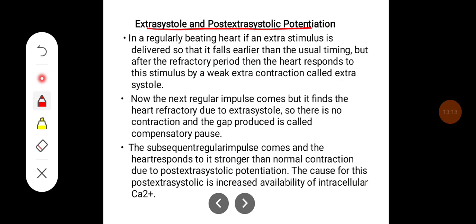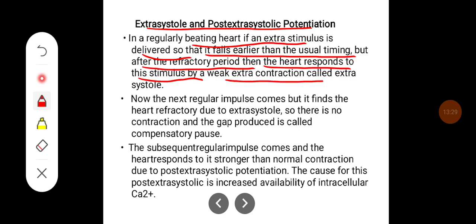Extrasystole and post extrasystolic potentiation. In a regularly beating heart, if an extra stimulus is delivered so that it falls earlier than the usual timing, but after the refractory period, then the heart responds to this stimulus by a weak extra contraction called extrasystole.